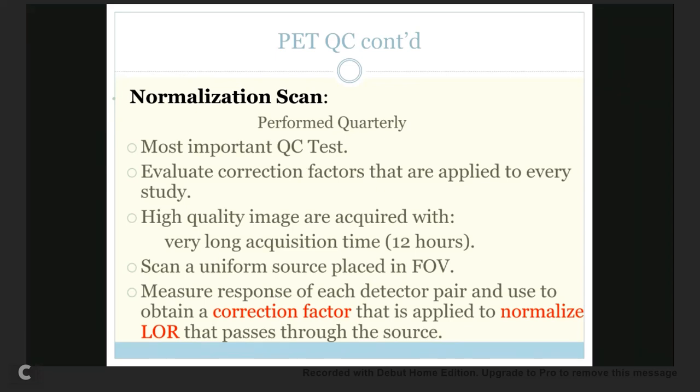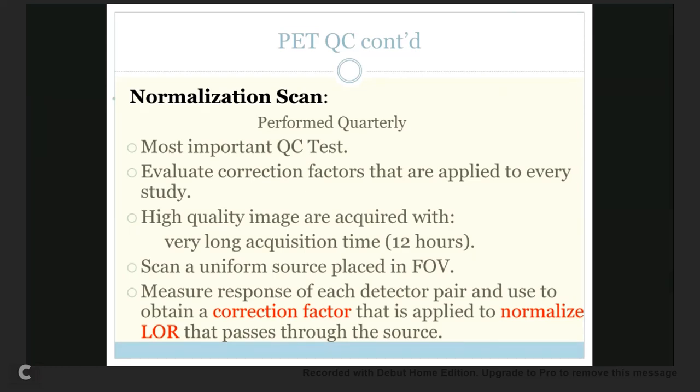It measures the response of each detector pair and is used to obtain a correction factor that is applied to normalize the line of response that's passing through the source. So basically what it's telling you is whether it is reading whatever activity is hitting the detector within a reasonable time, okay? And also aiding with the correction factor. So it's performed quarterly. Images are acquired with a very long acquisition time, which is 12 hours, okay?